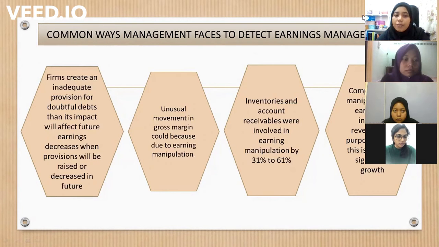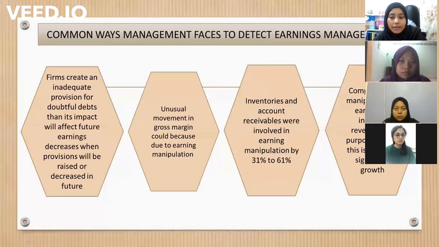They also face unusual movement in gross margin, which could be due to earnings manipulation. Management also faces inventories and accounts receivable being involved in earnings manipulation by 31% to 61%. For companies, manipulation by inflating revenue has the purpose of reporting significant growth. By doing the manipulation, they can fake the statement of financial position. So I will pass to Aina Nadira for the next question, B.